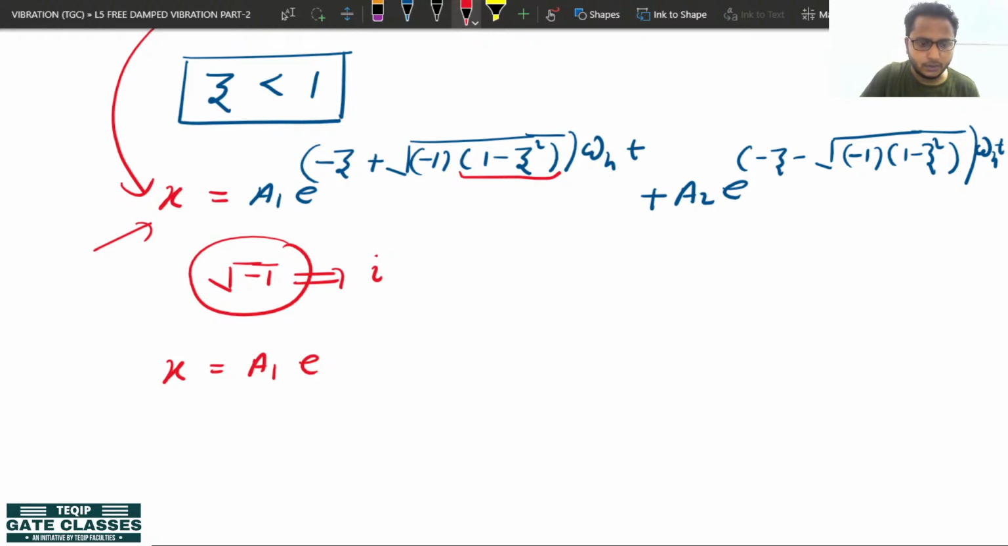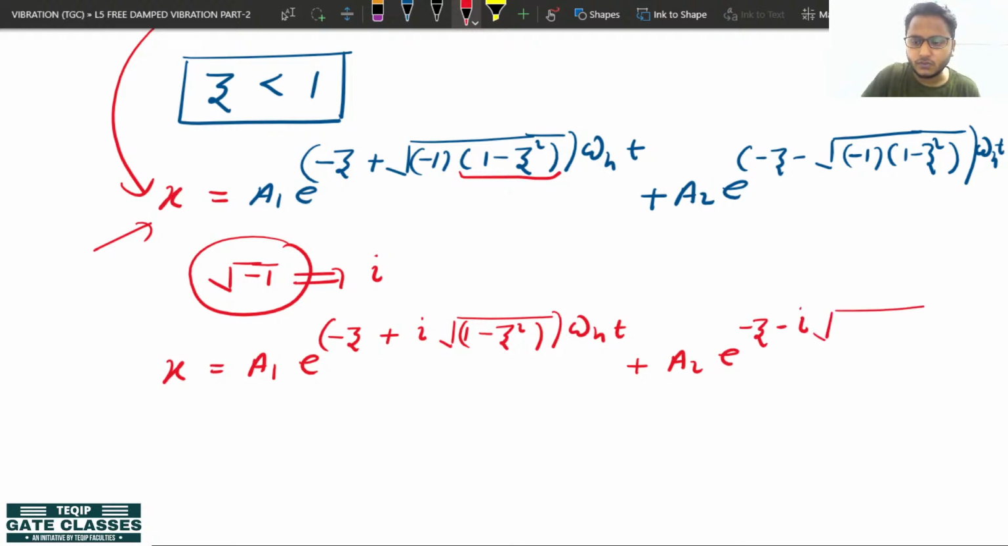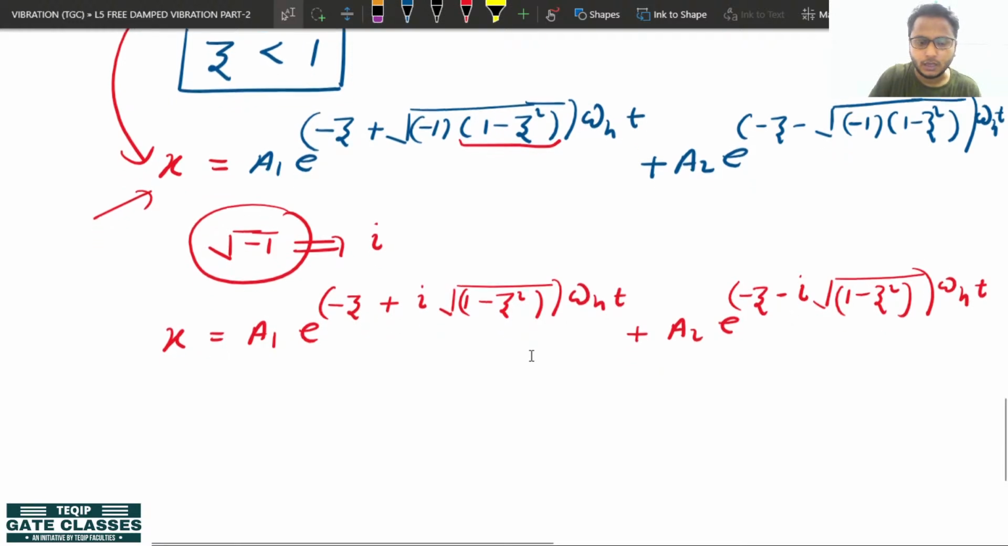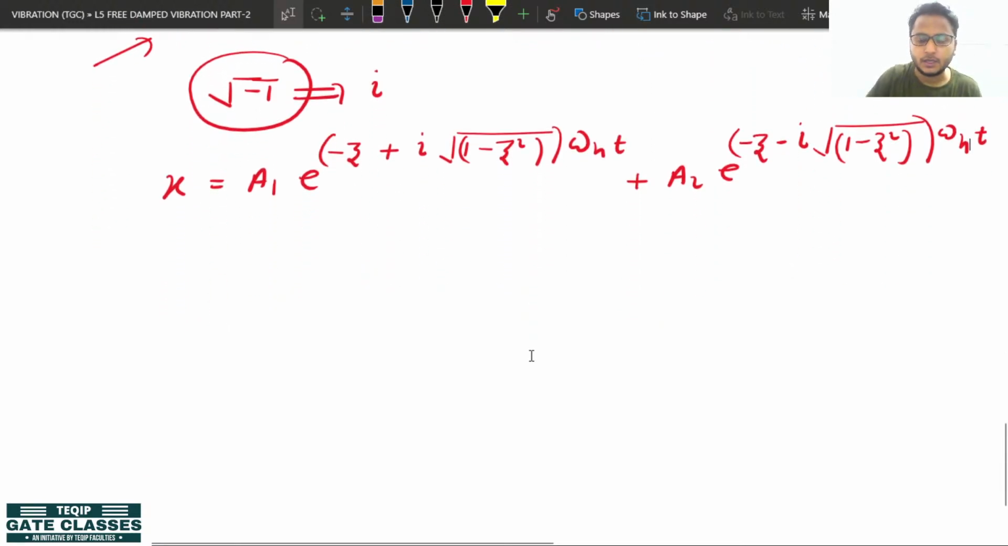So x equals a1 exponential to the power minus zeta plus, can I write root of minus 1 as iota, and now only the root will have 1 minus zeta square, multiplied by omega n into t, plus in the same way a2 exponential to the power minus zeta minus iota root of 1 minus zeta square, bracket close, multiplied by omega n into t. I think it is clear to all. It is fine.